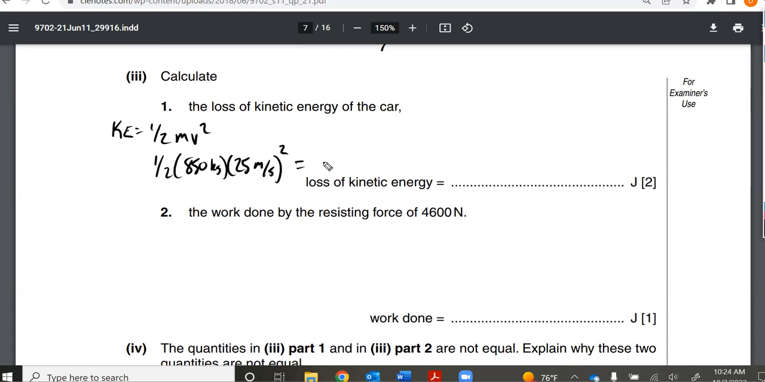Half of 850 times 25 squared. So 25 squared is... So I get 265,625, which you'd maybe say is 266,000.